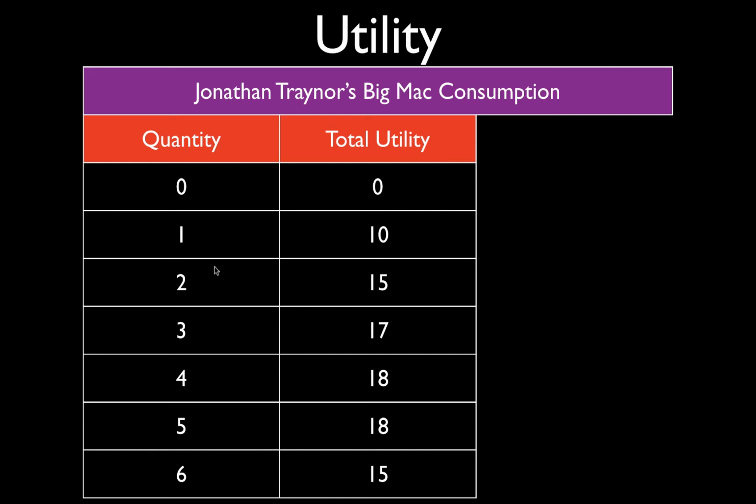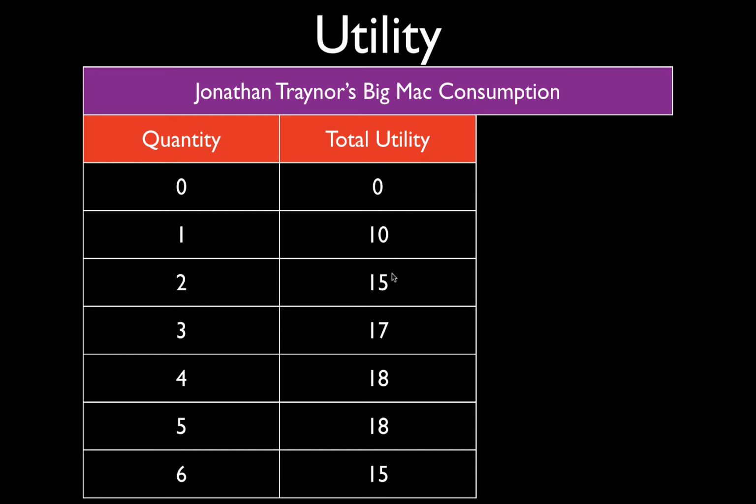After my second, I've gone from 1 to 2, and my total utility went up to 15. My total utility includes the amount of happiness I got from the first Big Mac and the amount of extra happiness that I got from the second. So extra happiness for the first, extra happiness for the second, and therefore my total utility is now 15.